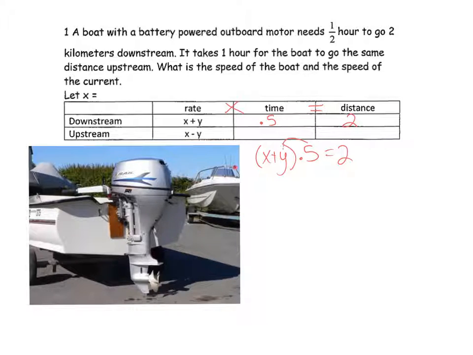What's going to end up happening is you're going to have to distribute like that. Okay, let's do the upstream. It takes 1 hour for the boat to go the same distance. What was the same distance? 2. Put a 2 for upstream because it's the same distance. How long did it take? What was my time? It takes 1 hour. So basically, same distance, half an hour, 2. I can circle all the important info. Put in 1 hour for upstream. Your second equation is going to look like this.